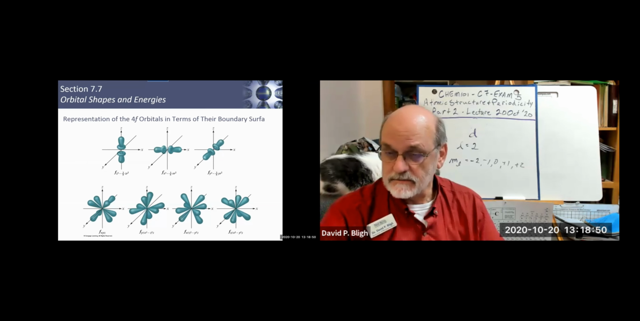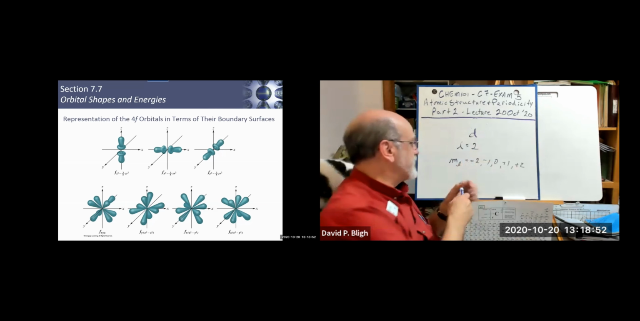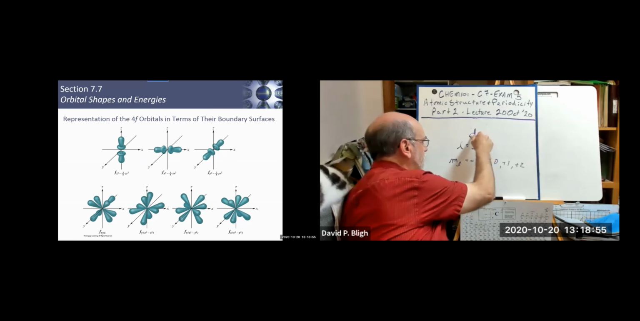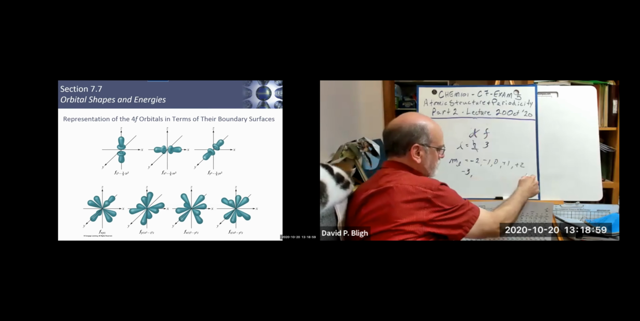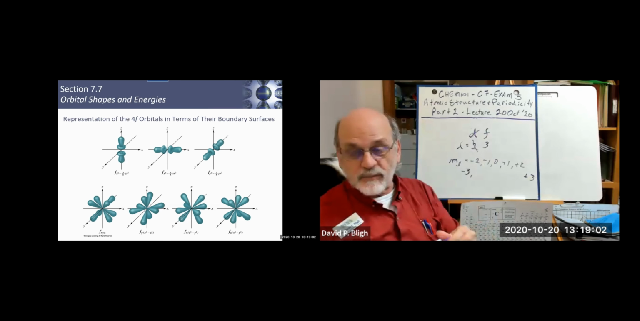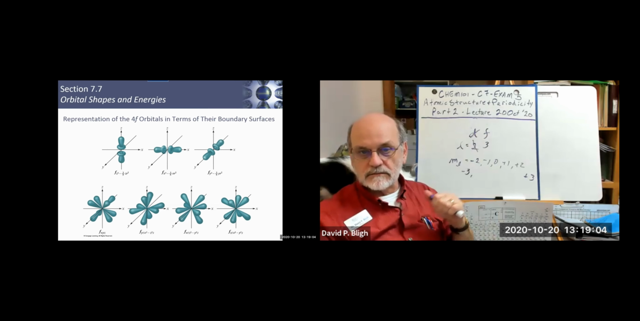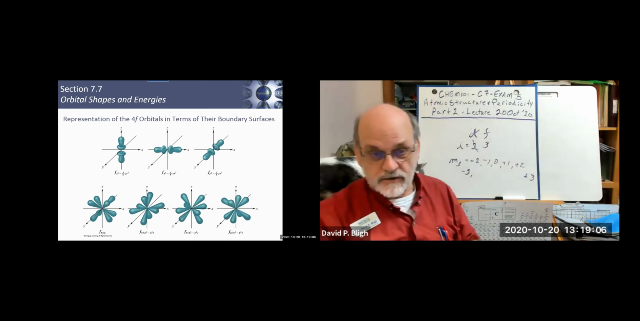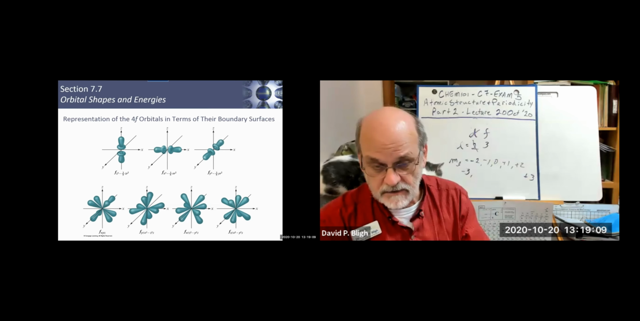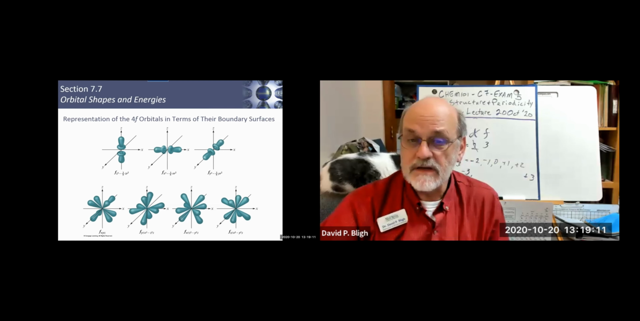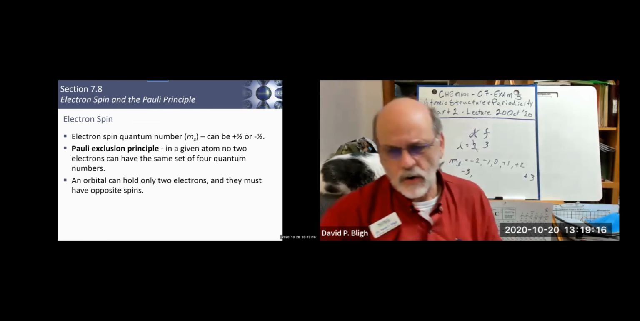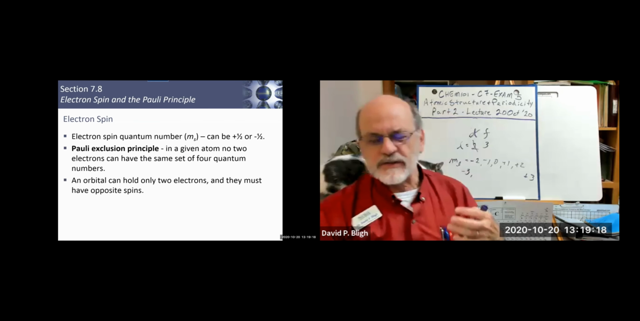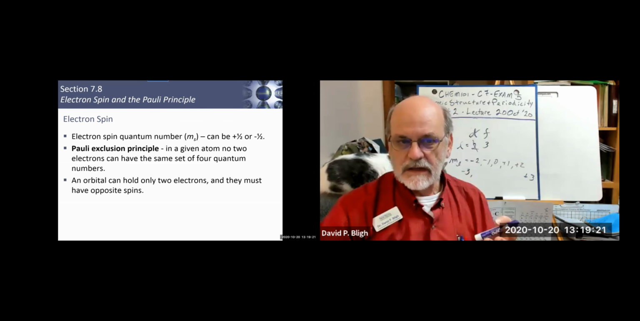Now there's the F's, right? If the L for F is 3, then we're going to have 7 possible m sub L's, right? So you should see 7 representations here of the F orbitals. Okay, we talked about electronic spin. There's that number. And it leads us to the Pauli exclusion principle.